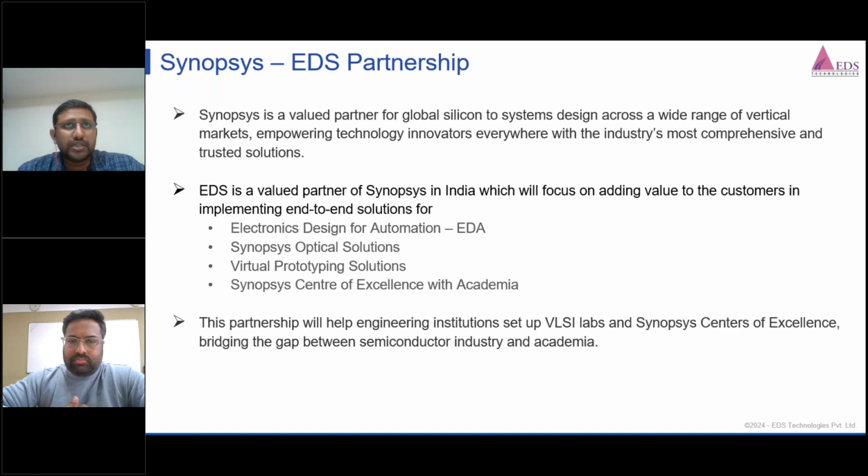This partnership with Synopsys, especially for the Synopsys Center of Excellence, will be a value add to the engineering colleges in India, especially with the electronics and communication engineering discipline, to set up their VLSI labs and their center of excellence, which is mainly to bridge the gap between the industry and the academia. This is a very big challenge nowadays that most of the institutions are facing. We have solutions to address that.